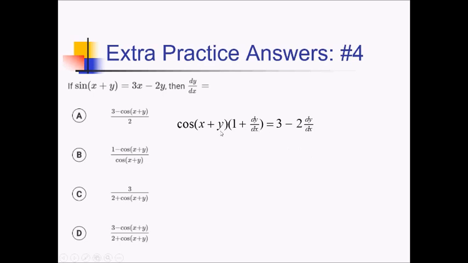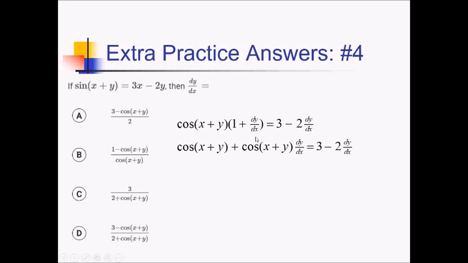To do that, I have to distribute this cosine of x plus y term. So I've got the cosine of x plus y plus cosine of x plus y times dy over dx on the left side. The right side is completely unchanged. I just distributed on the left. Now I'm going to try to get the stuff with dy over dx to be on the same side. I'll just keep it on the left side.